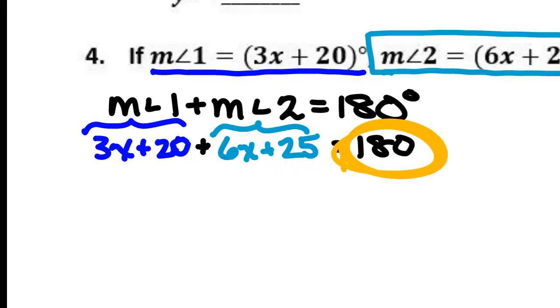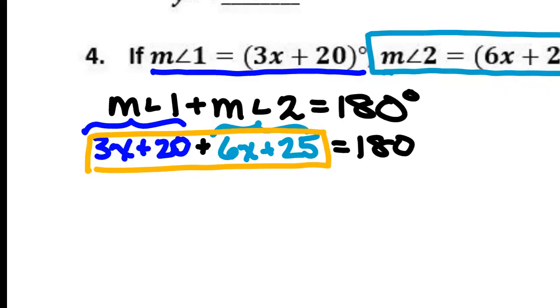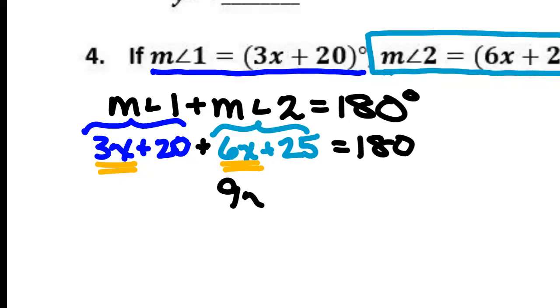Then I combine my like terms together. 180 is the only thing on this side of the equal sign. Everything over here just gets added together if it's a like term. We don't do the opposite operation because we're staying on the same side. So I combine 3x and 6x together. That gives me 9x. And then I combine 20 and 25 together. That gives me 45. So 9x plus 45 equals 180.